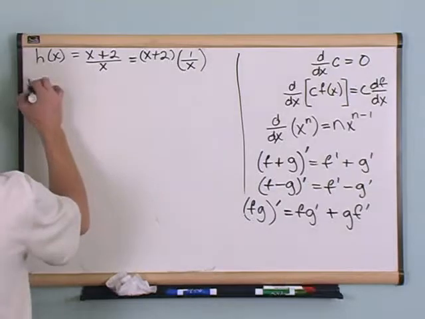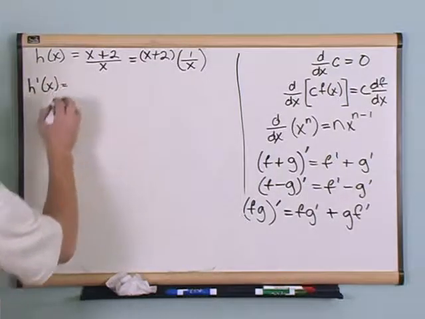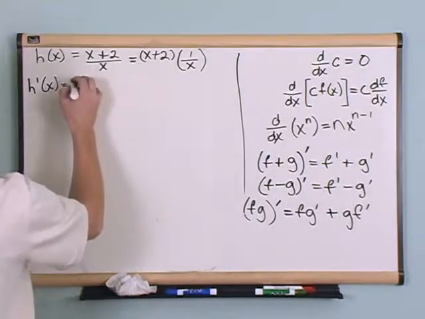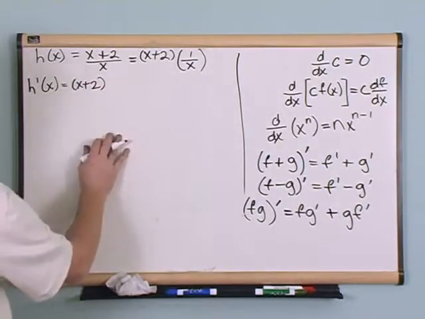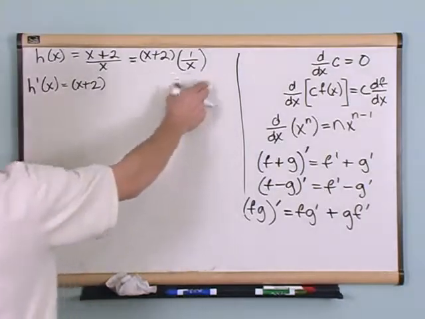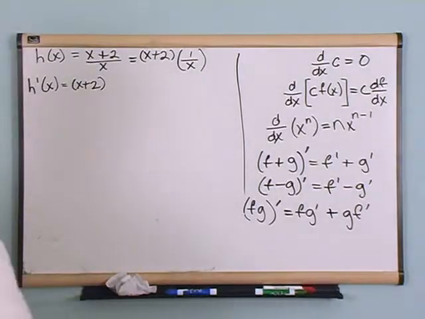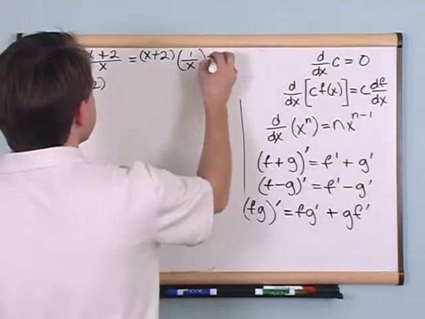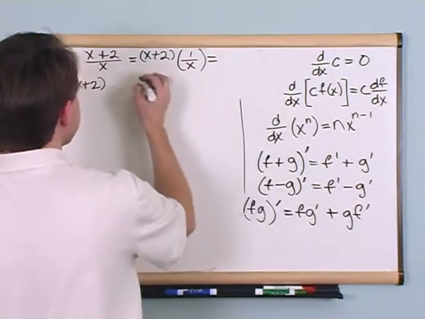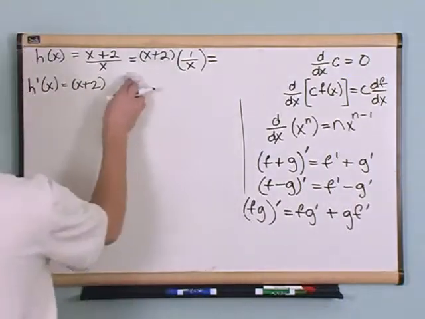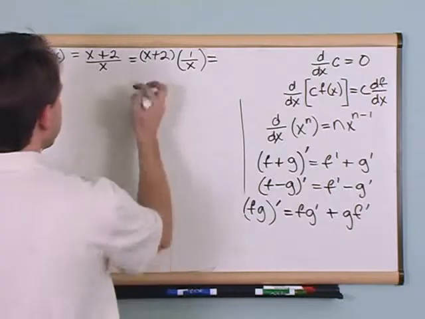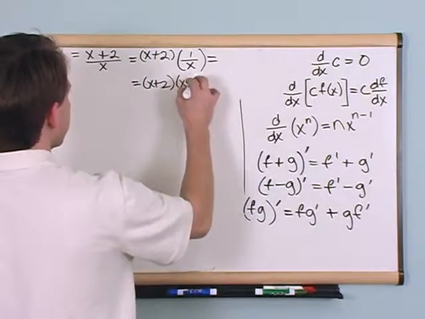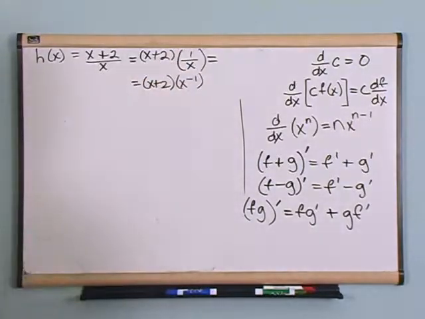So in order to find the derivative, h prime of x, and this is exactly how I think about it when I work problems, I say first, which is x plus 2, times the derivative of the second. But the problem here is that doesn't look like you know how to take the derivative of it. So you can further rewrite this, let me just do it more clearly here. This is simply equal to x plus 2 times x to the negative 1. I'm just rewriting that as x to the minus 1.